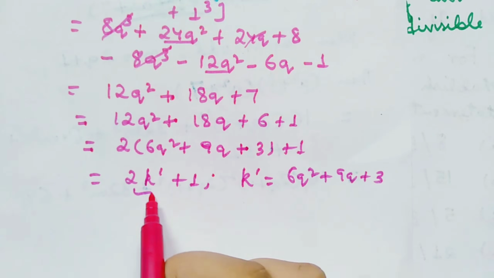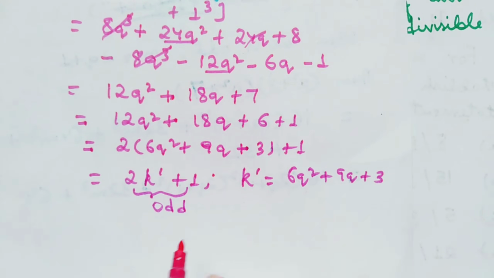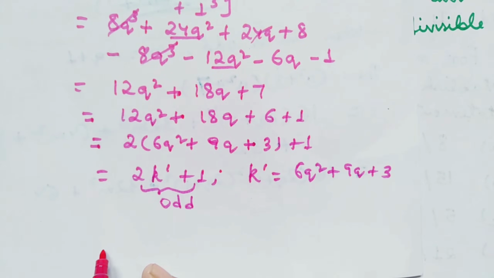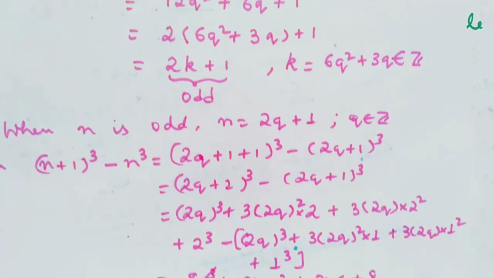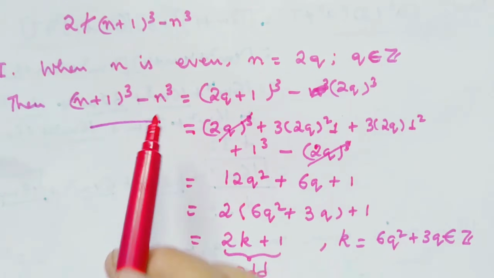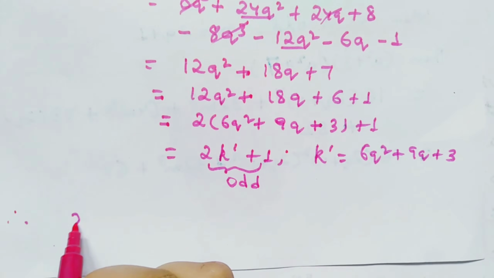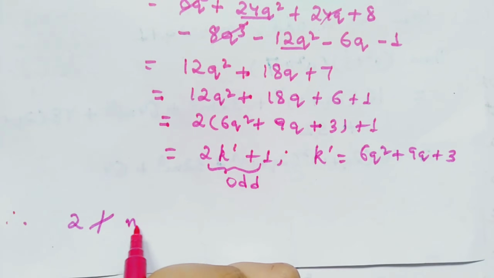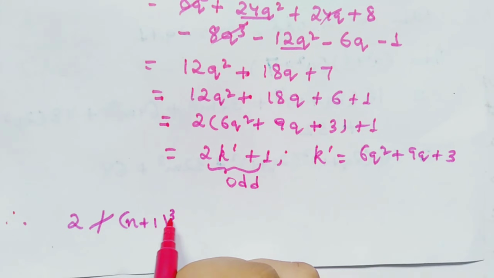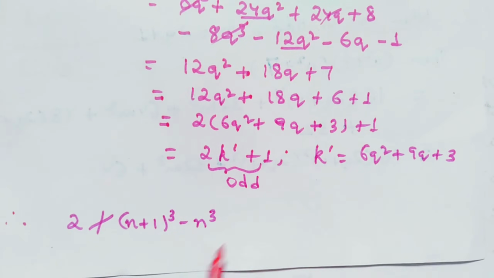Now this is again odd. So 2 does not divide an odd number. So when n is odd, 2 does not divide this term. Similarly, when n is even, it does not divide this one. So we conclude that 2 does not divide the difference of the two consecutive cubes.